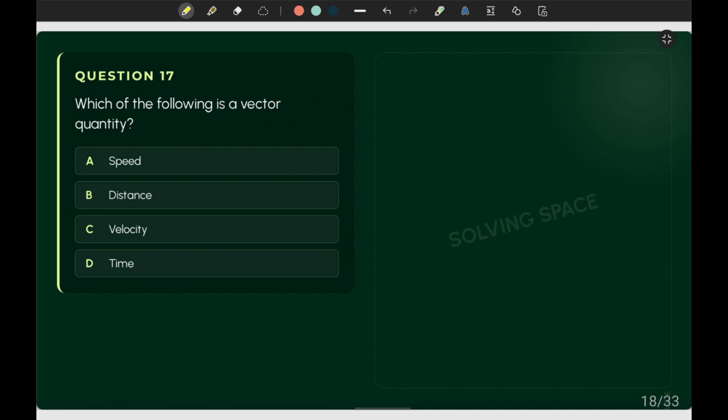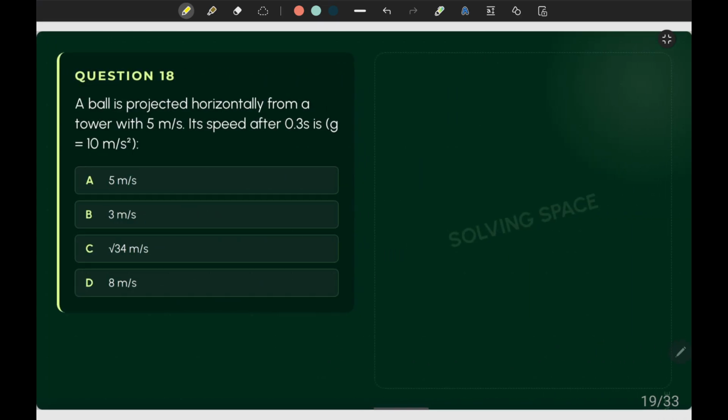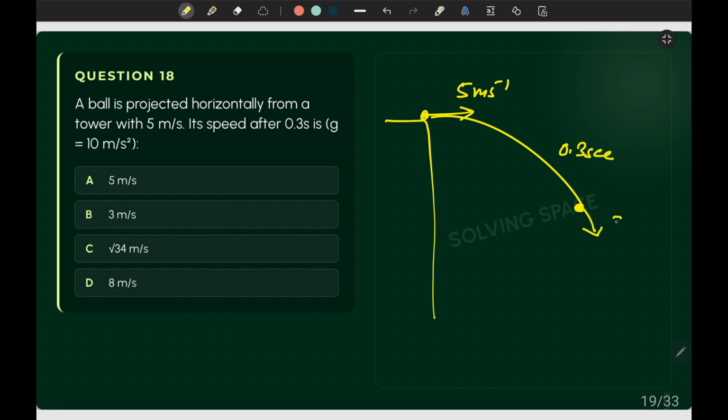Question number 17. Which of the following is the vector quantity? Very simple question. Velocity is the vector quantity. Question number 18. A body is projected horizontally from a tower with 5 meters per second. Its speed after 0.3 second is, just consider that the projectile reaches this point at 0.3 second. So what will be the velocity at this point?